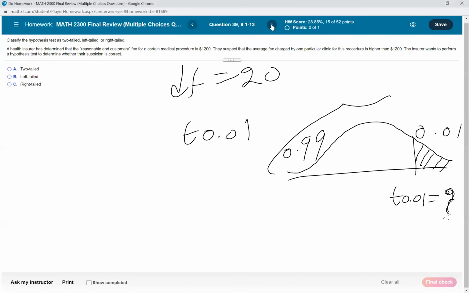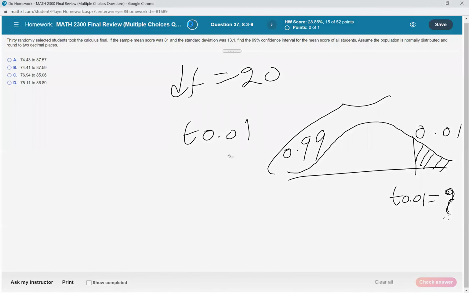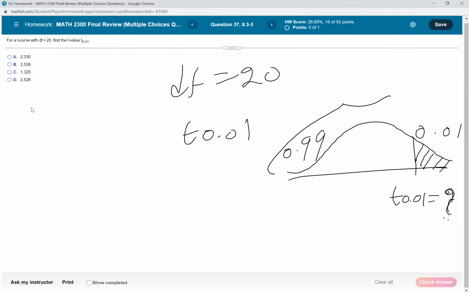Here we do not have the table, so you can just look at the t table and you will get the t value. Which will be, I think, 2.33 maybe, or you will check actually. You should check which one is correct. Okay.